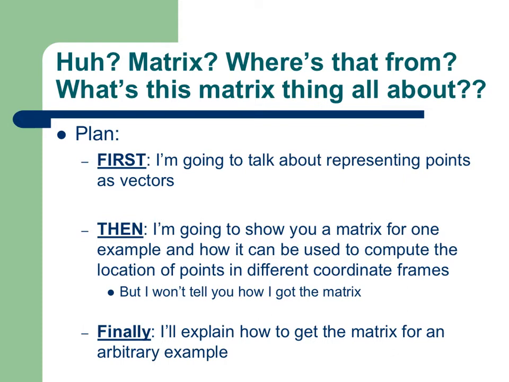Here's what we're going to do. We'll work our way up to the matrices gradually. I need to first talk to you about how we're going to represent points as vectors. And once I've done that, I'm going to show you how we can come up with a matrix that we can pre-multiply the point by that will turn it into a different point. But I'm not actually going to tell you how I got the matrix. I'm just going to show you that it works. And then as my grand finale, I'll show you how to do that for any old example.